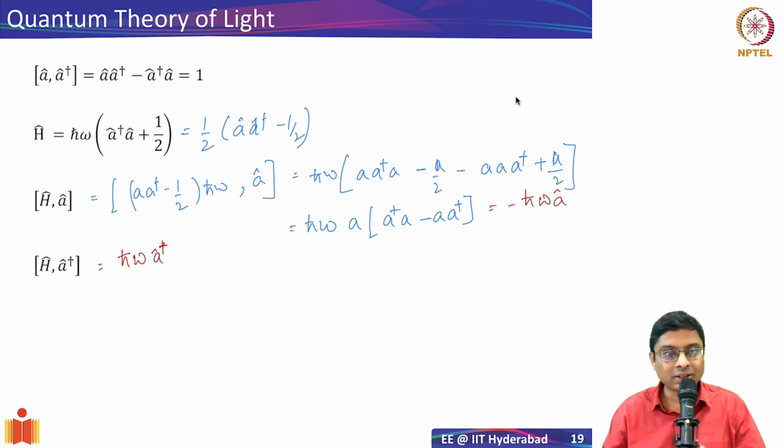So the commutator relation between A and A dagger is going to be 1. H can be written in both A dagger A plus half and A dagger A minus half. And if you take a commutator bracket of H and A, you get minus h cross omega A. And if you take H with A dagger, you get h cross omega A dagger. So these are the 4 relations that I want you to remember. Okay. Because we will use it and we will talk about what are the implications of this.